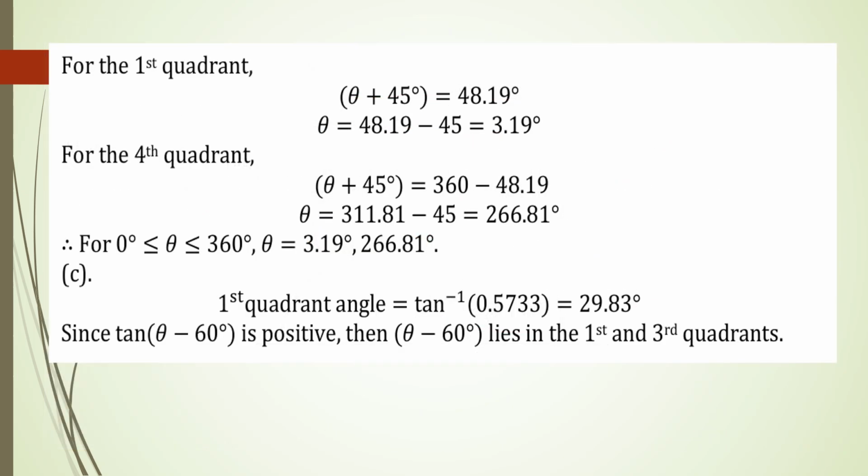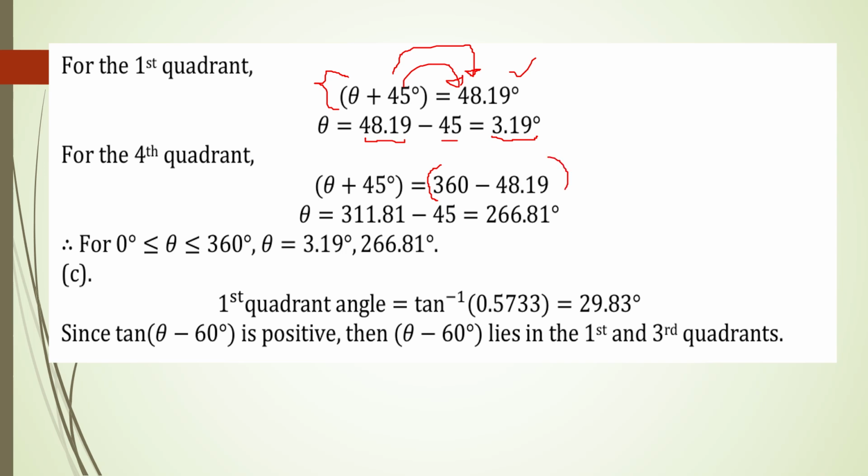For the first angle, since we had already got it, we take our expression of the angle which was given in the question, and then we equate it to our first angle. And then we make theta the subject by taking this one the other side. So theta is equal to 48.19 minus 45, which is going to give us 3.19 degrees.